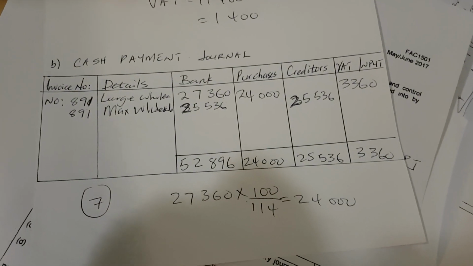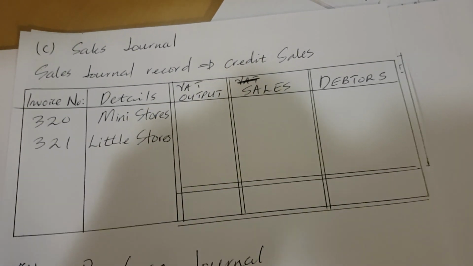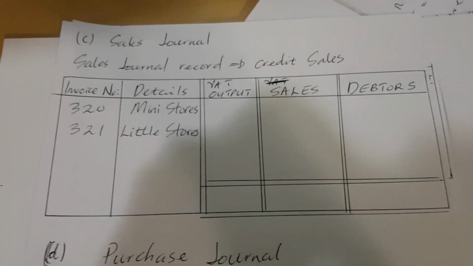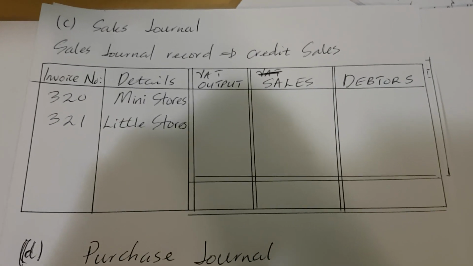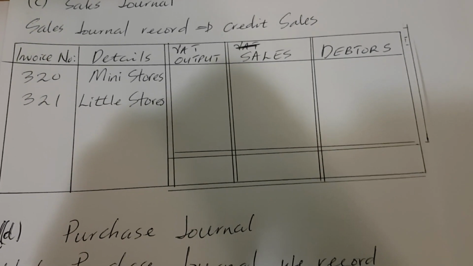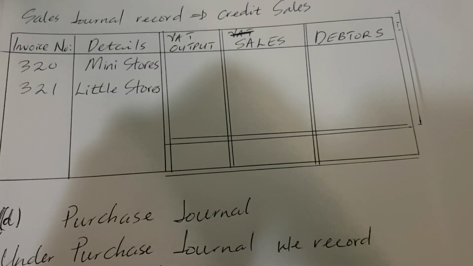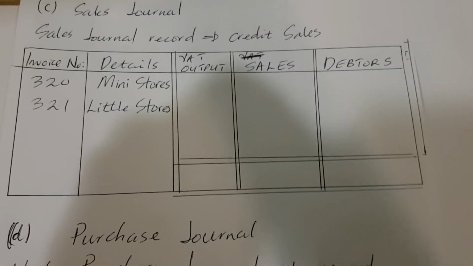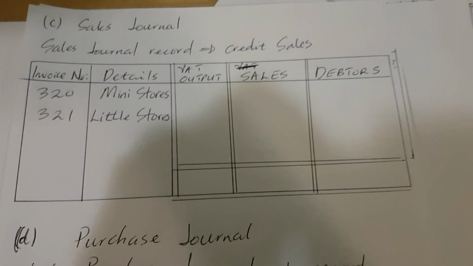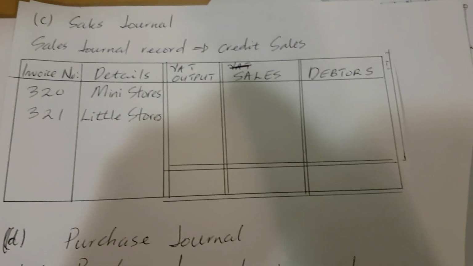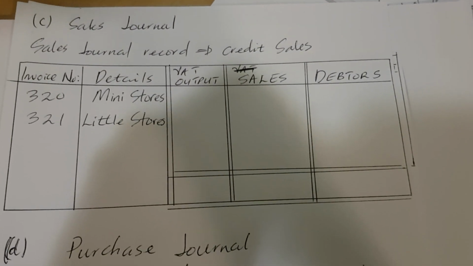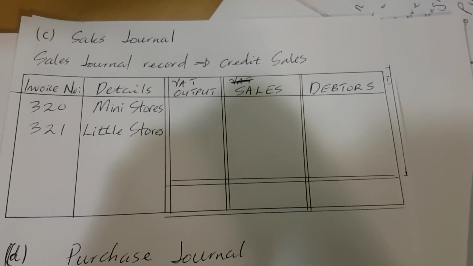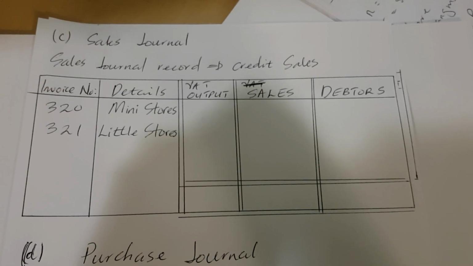Okay, let's move to sales journal, number C. So what is a sales journal, guys? A sales journal is a journal where we record credit sales. It means whenever you're selling your goods to customers on credit, it might be goods or it might be services, as long as you are rendering a service on credit or you are selling your goods on credit, that kind of transaction, we record it under the sales journal.